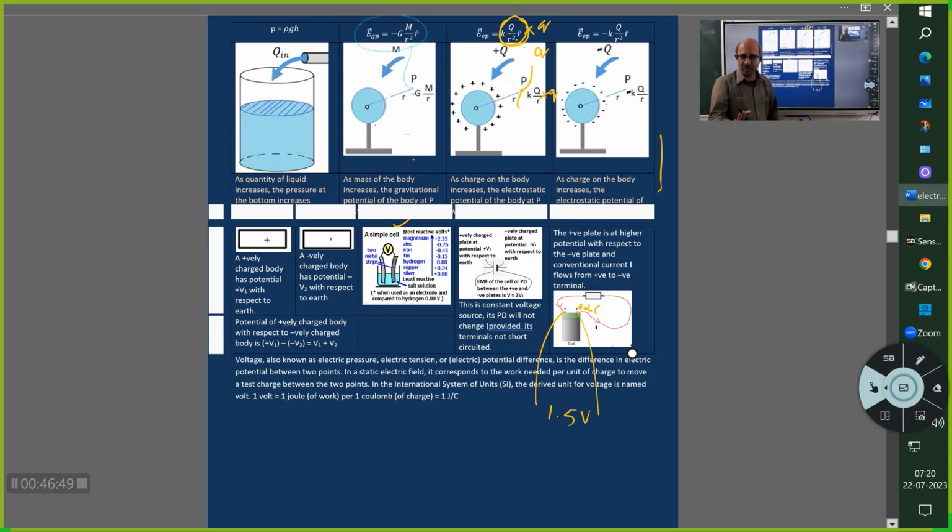Understood now? If the battery potential difference is 1 volt, and it has moved 2 coulombs, then how much energy did it expend? 2 joules. Understood? This is the significance of the potential difference.